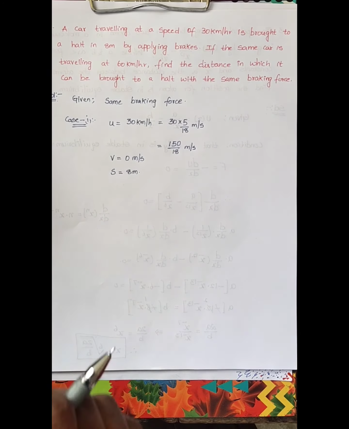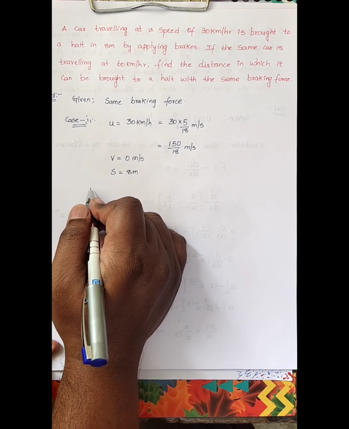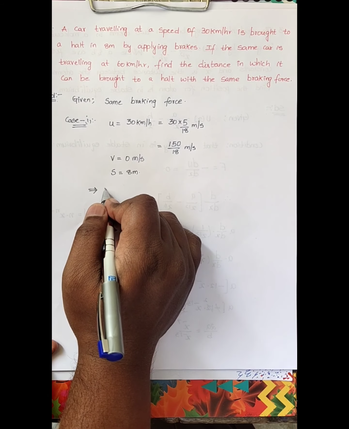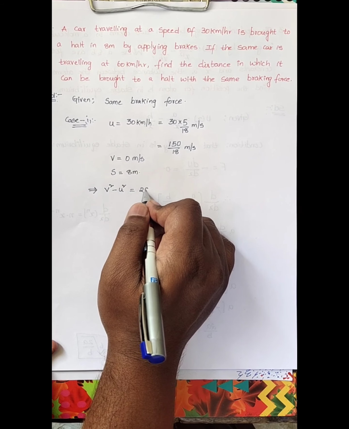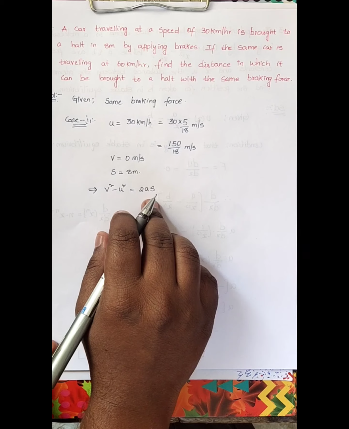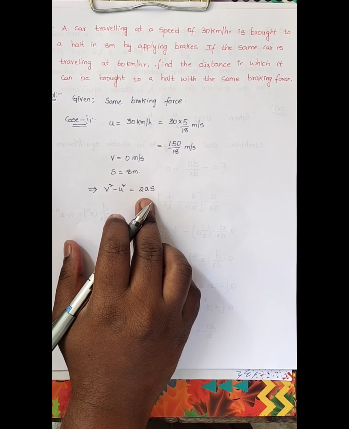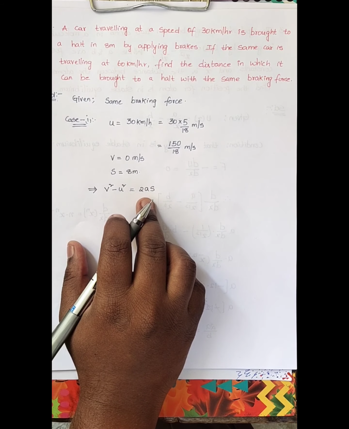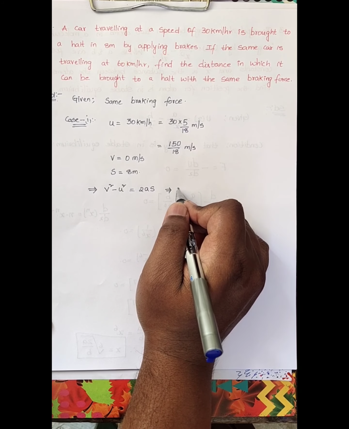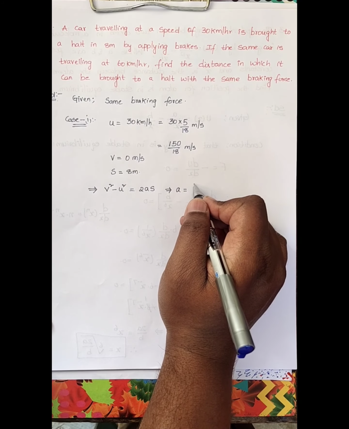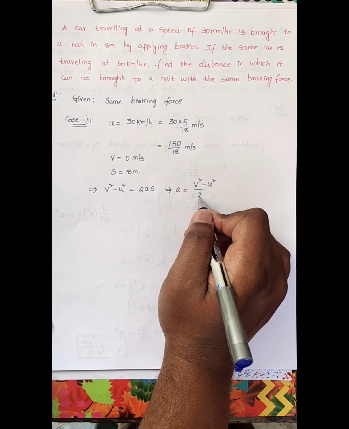Now let us see here. Use the formula, the third equation of motion from kinematics. What is that? V square minus U square is equal to 2AS. On substituting here, you will get the retardation, or negative acceleration. Let us find out this value. From this I can write an expression for acceleration: A is equal to V square minus U square by 2S.